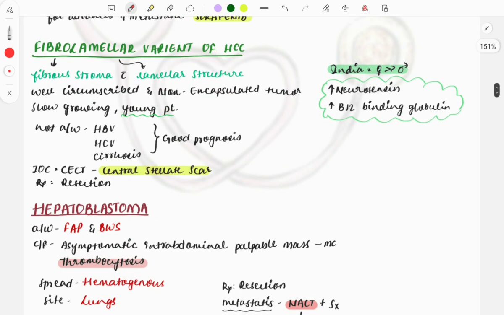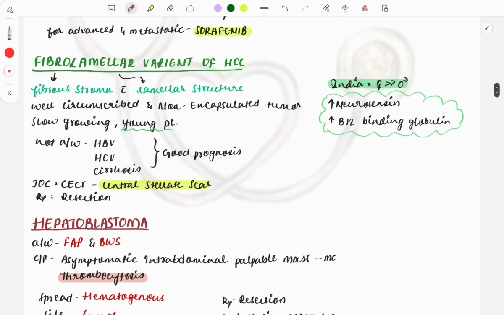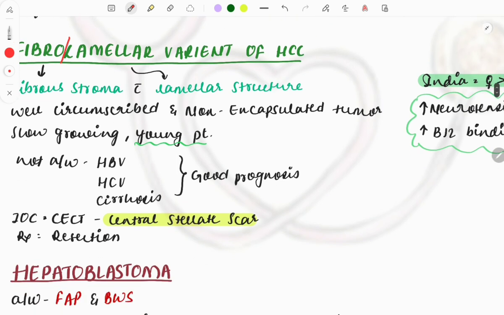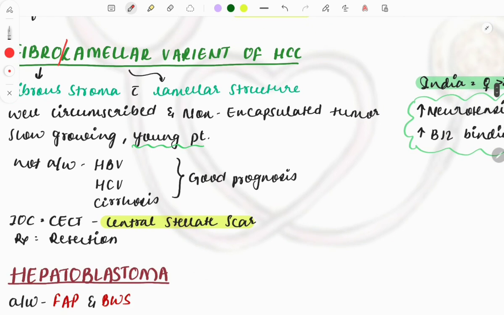Then moving on to the fibrolamellar variant of hepatocellular carcinoma. You can see fibrous stroma with lamellar structure. So break the name. By breaking the name only, you will come to know the exact pathogenesis of this. This is a well circumscribed, non-encapsulated tumor, slow growing, seen in young patients.